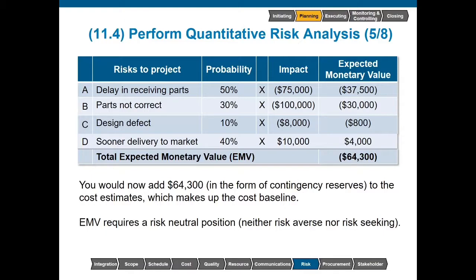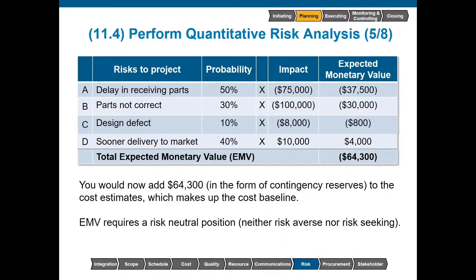So multiplying 50% times 75,000 gives us an expected monetary value of negative $37,500. There's another threat that the parts will not be correct, and there's a 30% chance that we will incur a $100,000 impact, which would mean a $30,000 expected monetary value. If there's a design defect, then we will incur an $8,000 impact, and there's a 10% probability of this occurring, which could be an $800 expected monetary value.